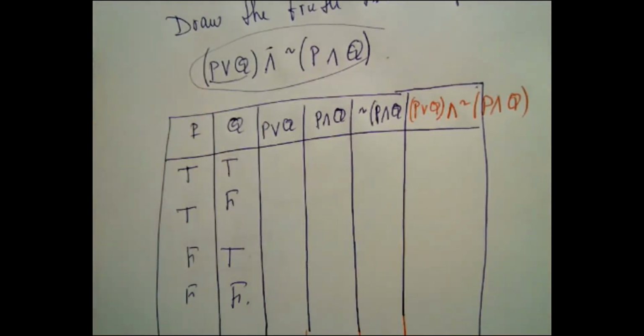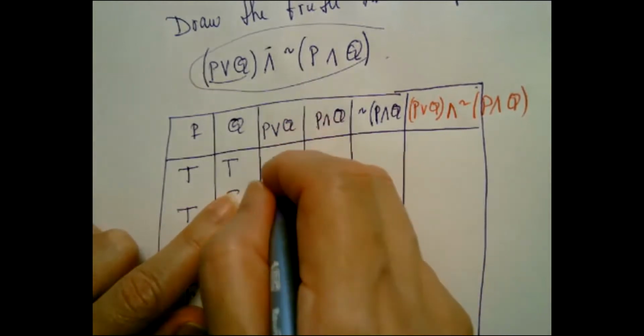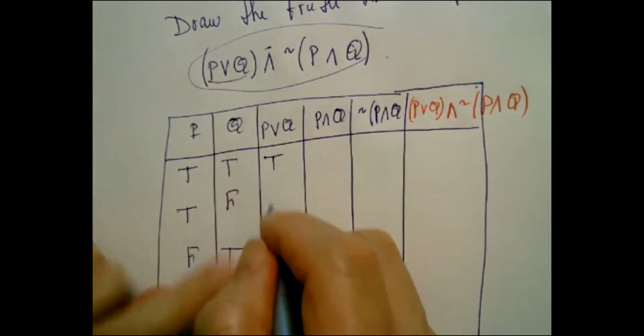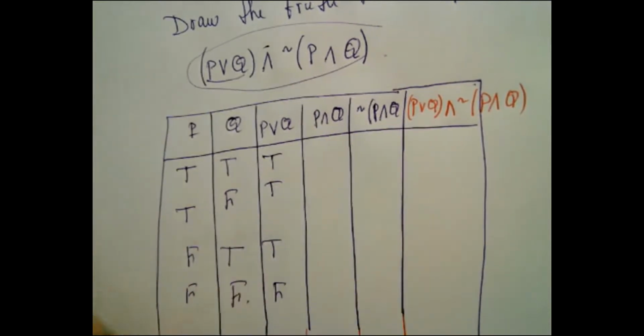Okay, so let's do that. P or Q. This is where we have basically to memorize this stuff. P or Q, we know what P or Q is: false only when both are false, true everywhere else.